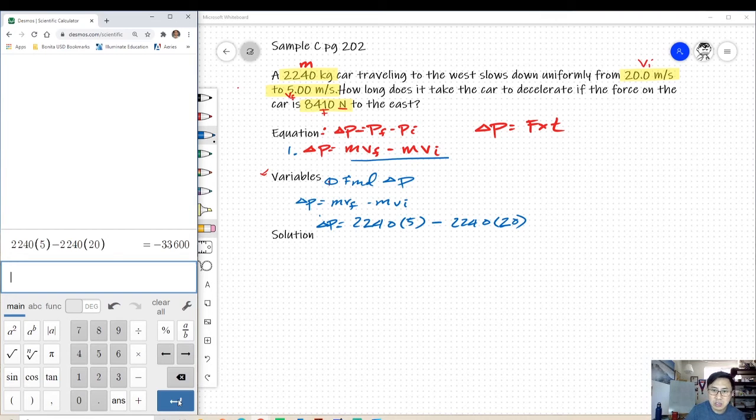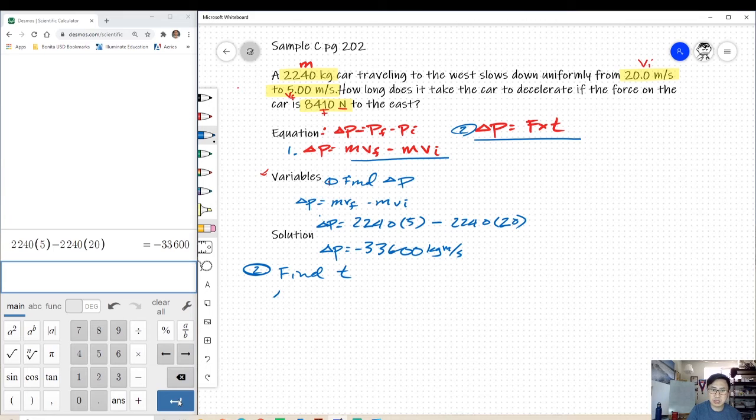My impulse is equal to negative 33,600 kilogram meters a second. Good. That's my impulse. Part two, I'm going to use this equation, part two, all right, to find the time.